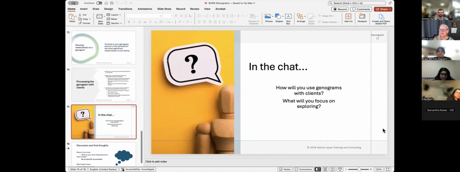And thank you, Miriam. It helps to lay out the picture of the family dynamic. It really does in a way that's amorphous when we talk about it, but it's concrete when we get it down on paper. So in the chat, what are you going to focus on with clients by using a genogram? You could use this for SUD.